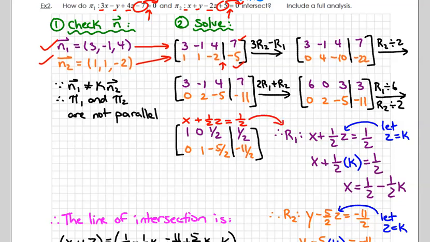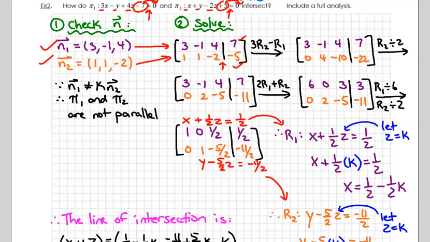This one at the bottom is saying that you have 0 x's, 1 y, negative 5 over 2 z's, and that's going to equal negative 11 over 2. And that also didn't really solve for a variable, did it? That's going to be my row 2.